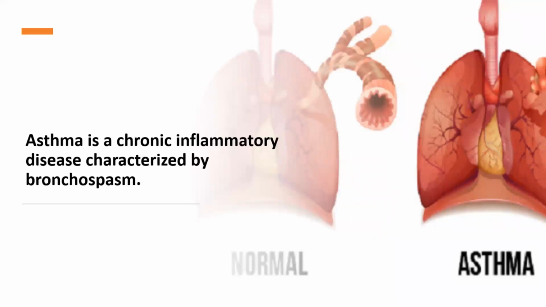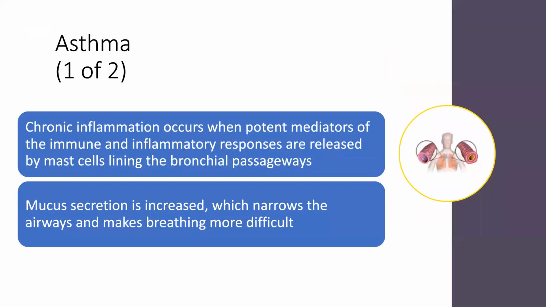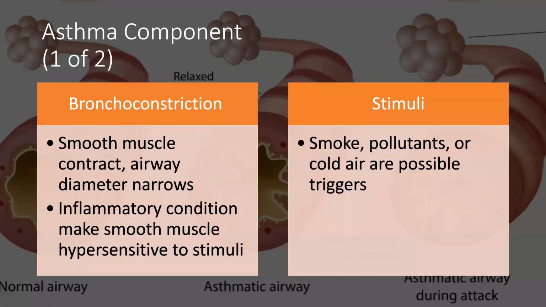Then we come to asthma. So what is asthma? It is a chronic inflammatory disease characterized by bronchospasm. Chronic inflammation occurs when potent mediators of the immune and inflammatory responses are released by the mast cells lining the bronchial passageways. Mucus secretion is increased, which narrows the airways and makes breathing more difficult.